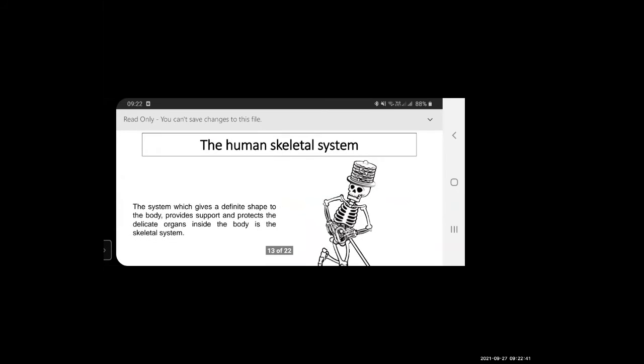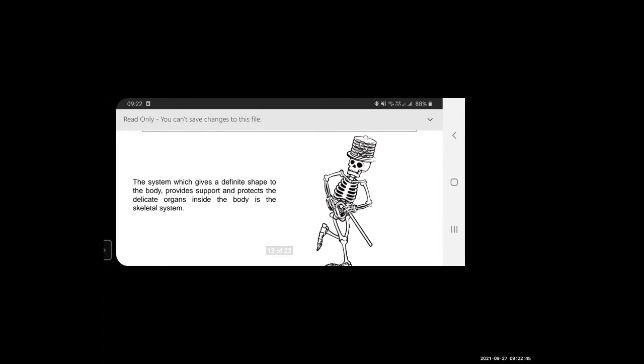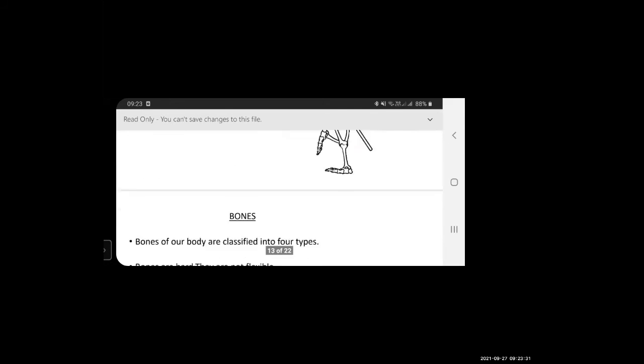See, in this picture, you will see a skeleton system. Can you see the skeleton? What does the skeleton do? Yes, the system which gives a definite shape to the body, provides support and protects the delicate organs inside the body is called the skeletal system. I'll read once again. The system which gives a definite shape to the body, provides support and protects the delicate organs inside the body is the skeletal system. What does this skeletal system do? It gives a definite shape to the body. Without the skeletal system, our body cannot be supported, okay? It protects the organs inside our body.